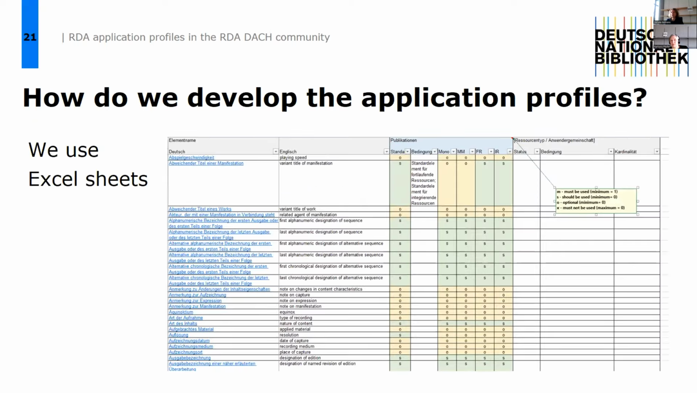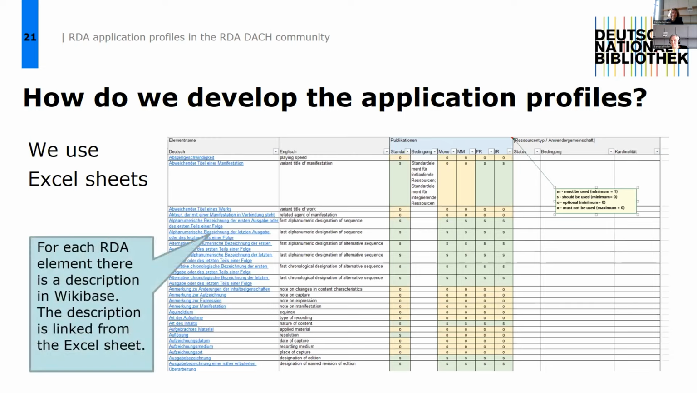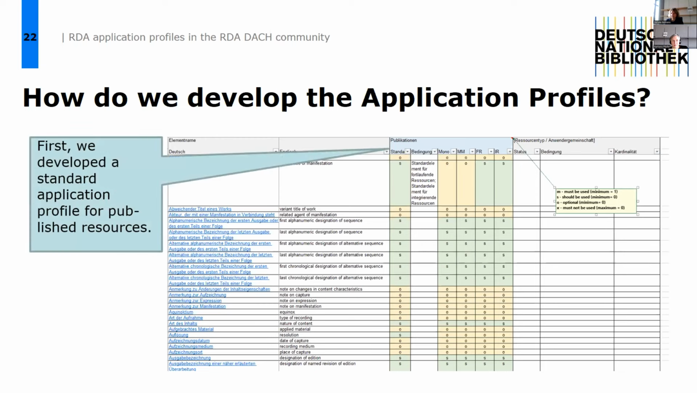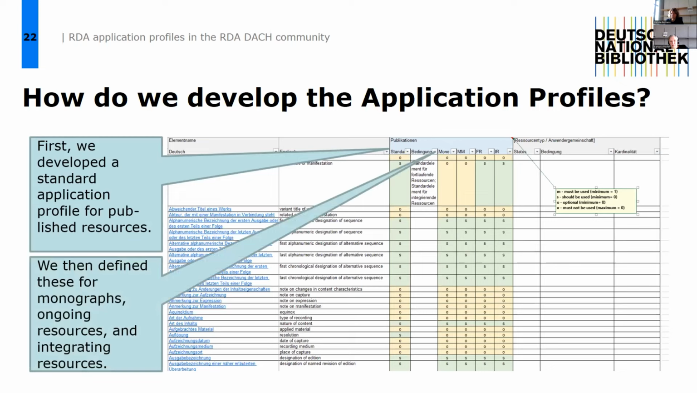So how did we come to our application profile? First of all, we used Excel sheets, and you can see this on the left side in blue. It's a long list of the elements. We use the names in German and in English as well. And then for each RDA element, there is a description in Wikibase. These are the blue ones, and they are linked from the Excel sheet itself. In a first step, we developed only an application profile for published resources. That's what we need for the time being and what we are doing so far. So the definitions are only for published resources so far.